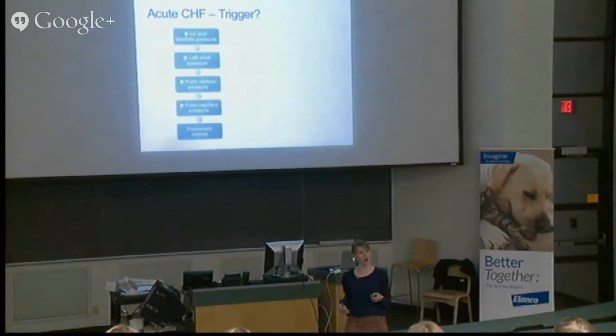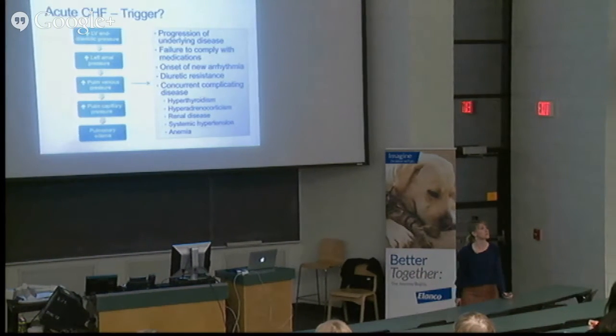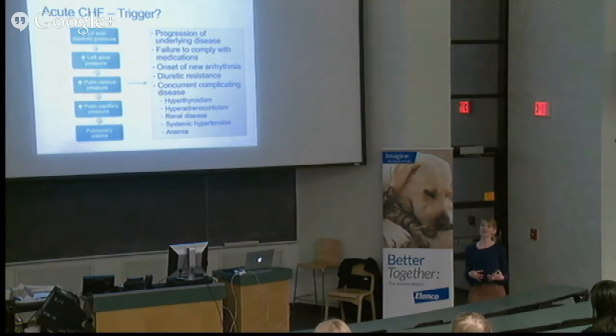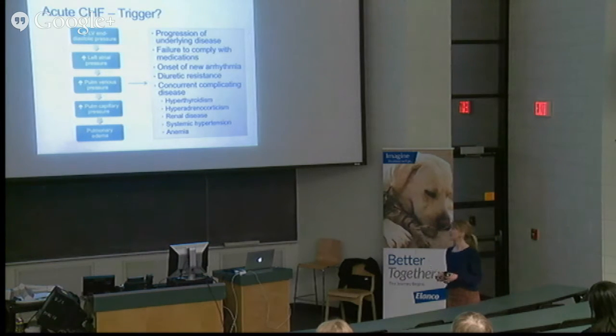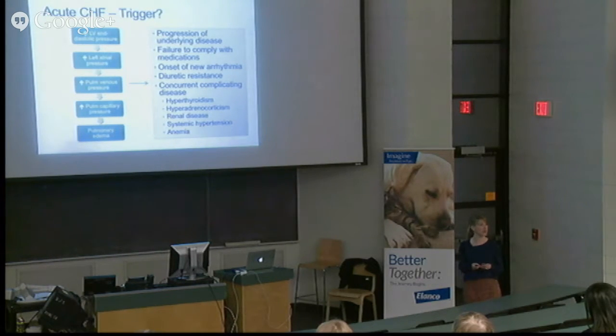And I think there's a number of possibilities that we may see in these patients. It may simply be progression of their underlying disease, right? So these are progressive disorders, and at some point, that volume overload or pressure overload has to kind of overcome the body's ability to maintain stability, and they eventually tip into heart failure. So progression of their underlying disease is certainly one possibility, the natural progression. Sometimes we have failure to comply with medications, so we should always inquire with our owners about dosages and frequencies, and make sure that they are on the same page that we are on, and that they are able to give their pets the medications that they need.